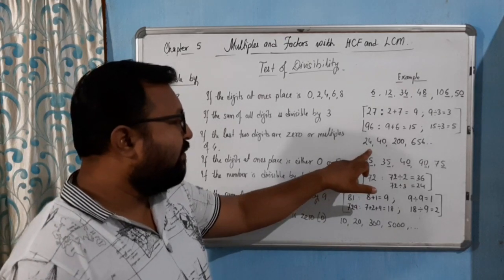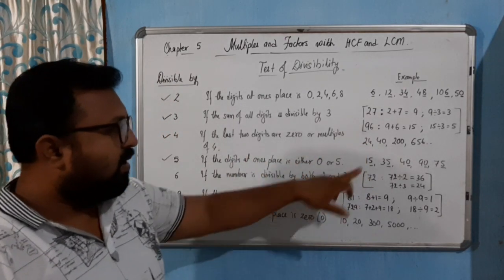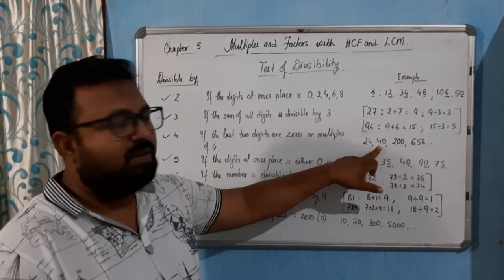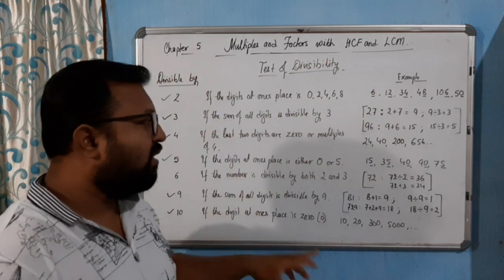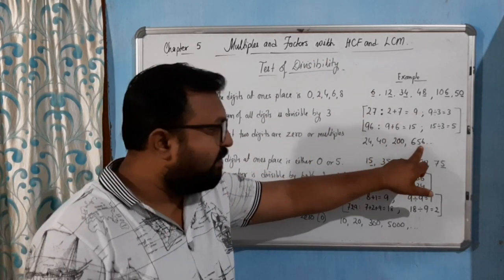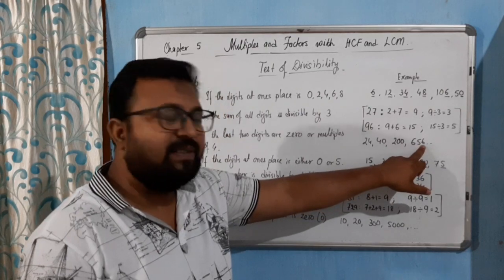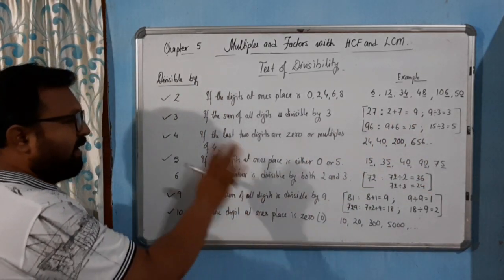So see, 24. This is the 2-digit number. 24 is divisible by 4. Now 40. 40 is divisible by 4. We know that. 200. 00 is there, means it is divisible by 4. Sorry, 656. 56 is here. This 56 is divisible by 4. So the entire number will be divisible by 4. So it's very simple.